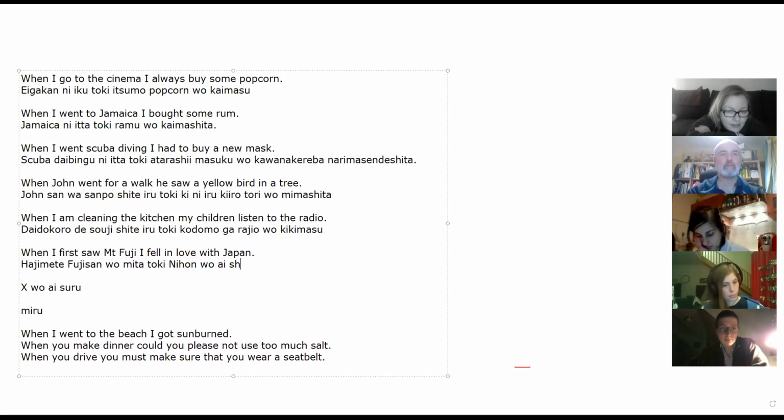Okay. Fell in love. This would be understood. But this means when I first saw Fuji-san, I loved Japan. But it suggests that it's finished, that now you did it once and now it's gone. You don't like Fuji-san anymore.